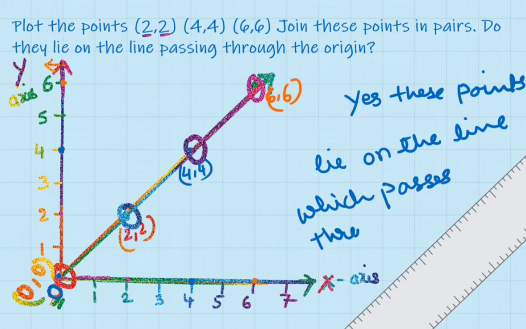I have used a ruler. You also use the ruler. Without the ruler, it is difficult to join. Okay, children?